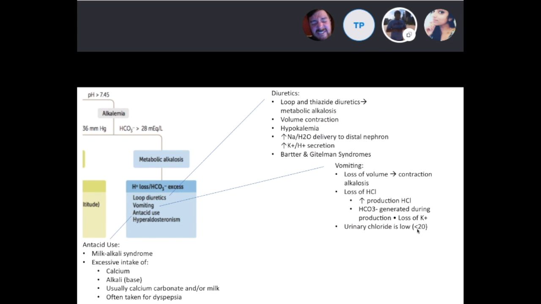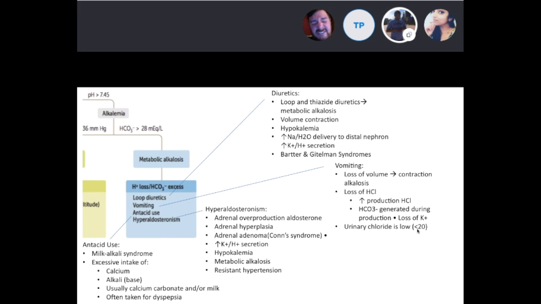And if you're taking antacids, it's an excessive intake of calcium or alkali base. So it's usually calcium carbonate and or milk. It's often taken for dyspepsia. It causes hypercalcemia. It inhibits the NKCC2, which has the same effects as the loop diuretics when you have hypercalcemia. And it also blocks the ADH-dependent water reabsorption in the collecting duct. So it can result in volume contraction, and then that can lead to metabolic alkalosis when you have antacid problems.